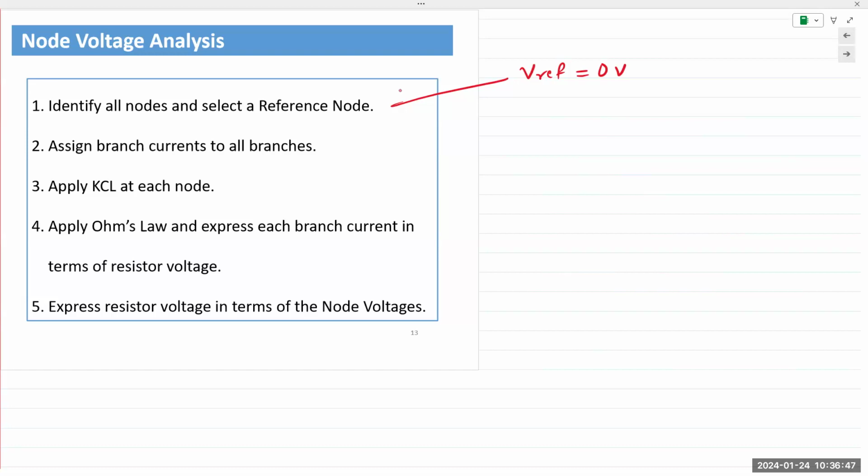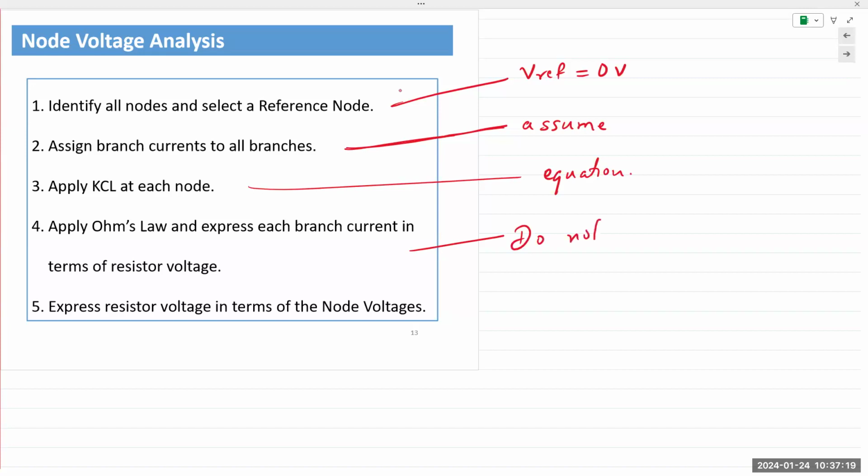Then we assume and assign currents to all branches, meaning all resistors in the circuit. This assumption, of course, is based on logic. Apply KCL at each node and write out the equation. Apply Ohm's law and express each current in terms of the resistor voltage. Some students like to skip this step. I would strongly advise, do not skip this step. If you do, you need to make sure you're an expert at writing out the equations.